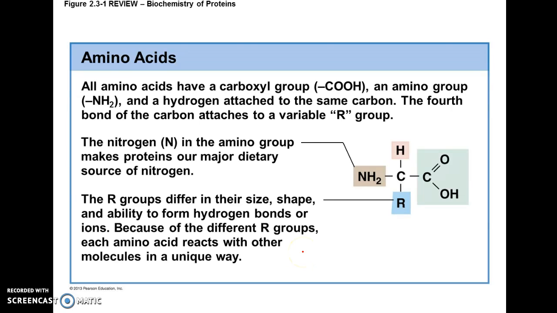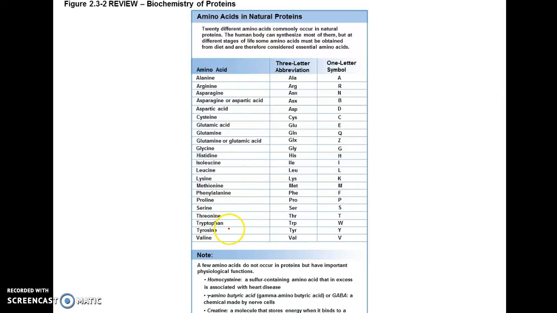Okay, now proteins. Proteins are made up of amino acids. I want you to notice that there's a carbon in the middle. Yes, it makes 1, 2, 3, 4 single bonds with 4 different groups. This is called a carboxyl group. This one's an amino group. This one's going to be your hydrogen, and this R group here is going to differ depending on the amino acid. We have 20 different amino acids.